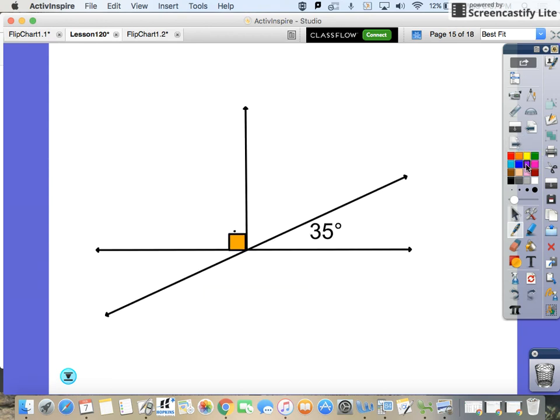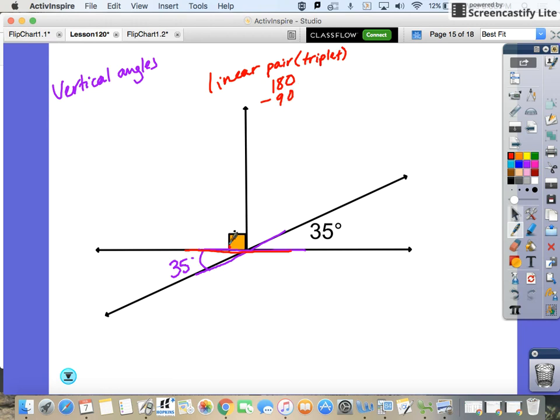All right, last thing. I believe this is the last. Yeah. So last one, what I would start with is these two lines cross. And I recognize that these are then vertical angles. So that one's 35. Then I would notice that I've got a straight line here. Linear pair, which is actually a linear triplet, I guess. We do 180 minus 90 because this one is 90. Minus 35 is 55.